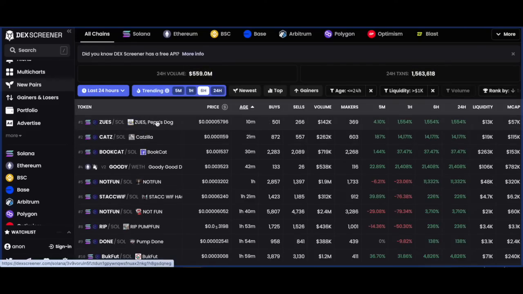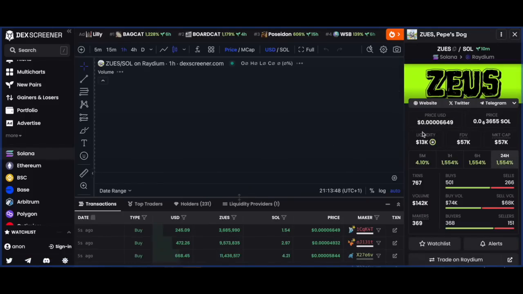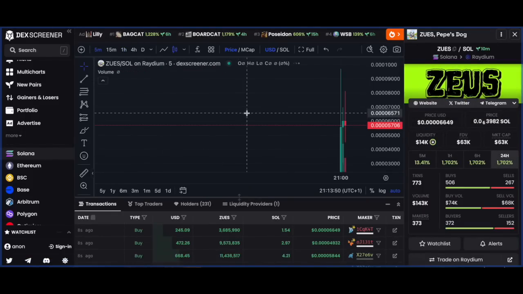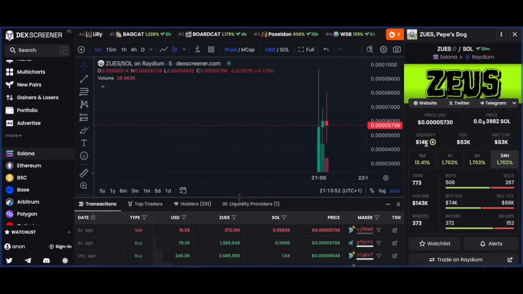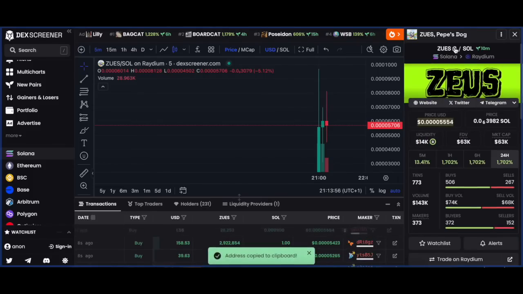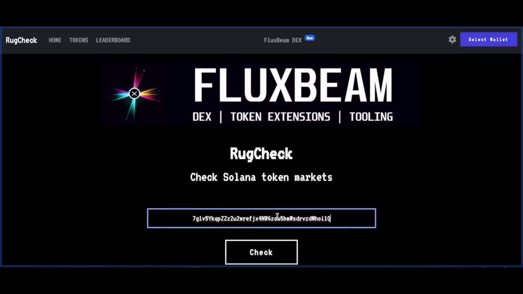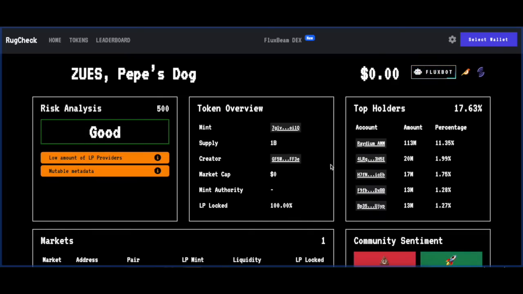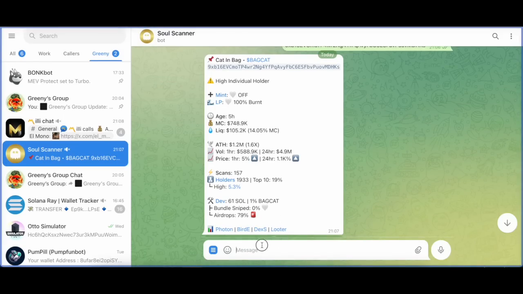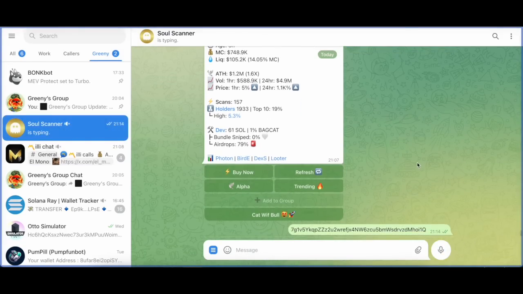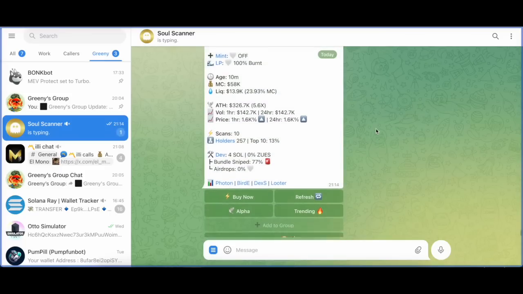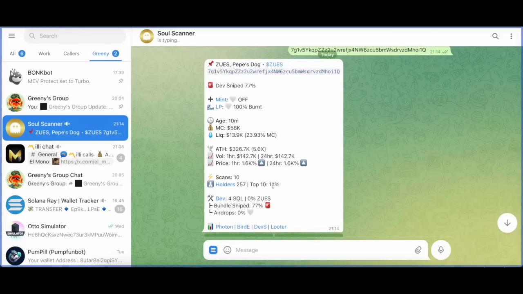So let's just look at this one. This is Zeus. If you come in here, as you can see, it's new. It's pumped a lot, so liquidity is very low. It's only 63 cap. So what I'd do is go straight to Rug Check with this. Okay, so it's good. Mutable metadata, so interesting. Double check it with Soul Scanner. Paste the contract in there as well. I pasted it with Rick in the Discord to see what Rick says. As you can see here, red flags, right? So bundle sniped.